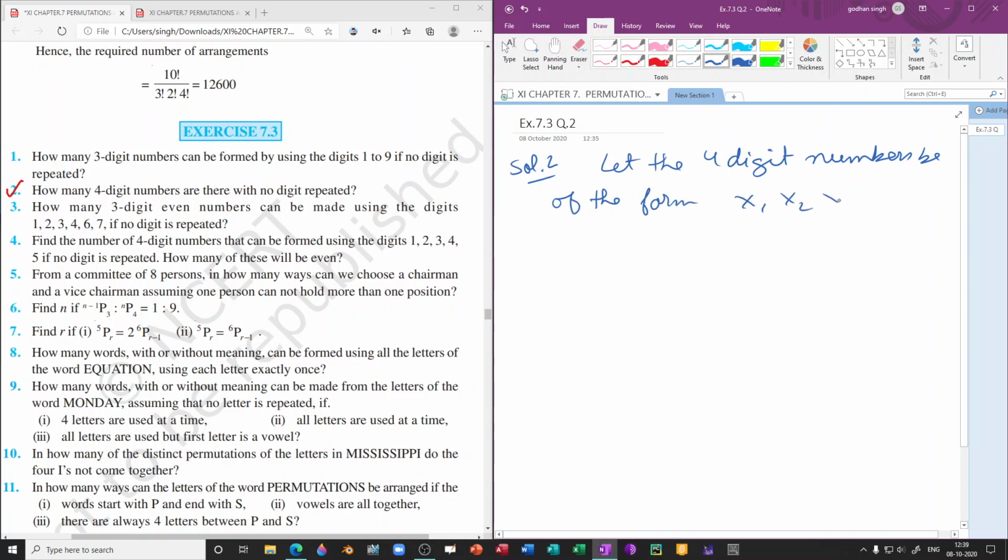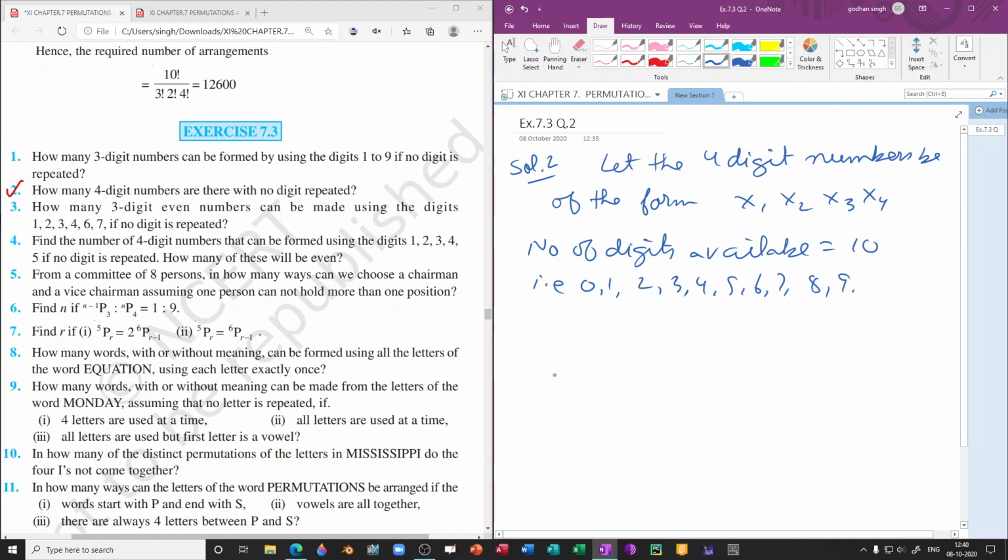x1, x2, x3, x4. And how many digits are there? The number of digits available to us is 10, that is 0, 1, 2, 3, 4, 5, 6, 7, 8 and 9. And how many places do we have to fill? We have to fill 4 places.